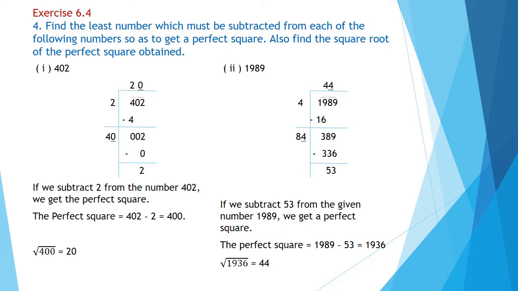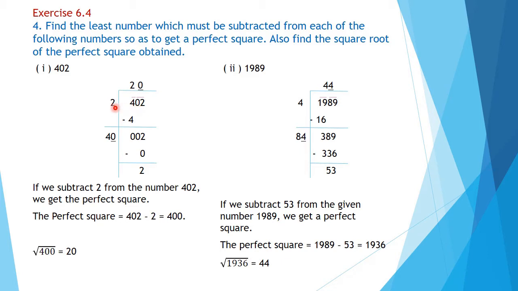Question number 5. Find the least number which must be subtracted from each of the following numbers so as to get a perfect square. Also, find the square root of the perfect square obtained. First one is 402. Children, 402 is not a perfect square. By subtracting a number, we can make 402 into a perfect square. We have to find the square root of that number and the small number which we have to subtract. So, let us first do the division method and find its square root.